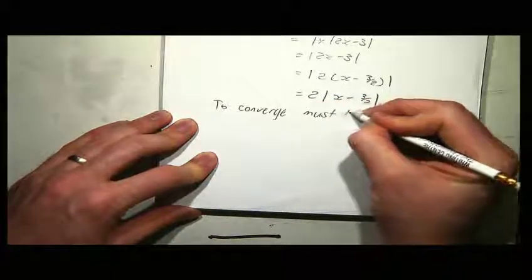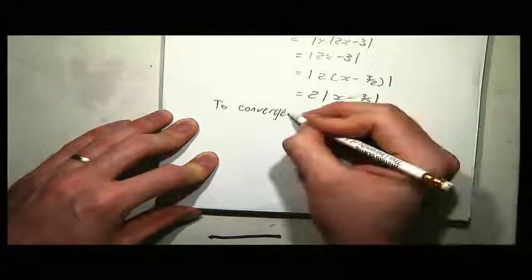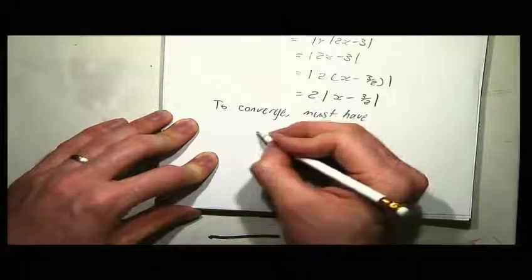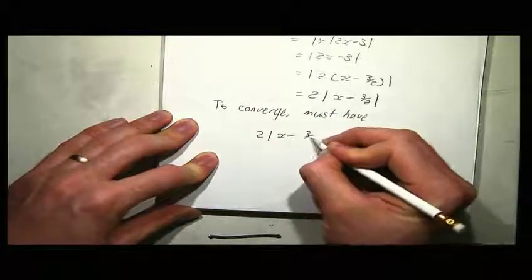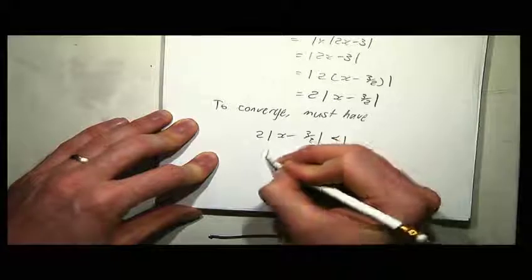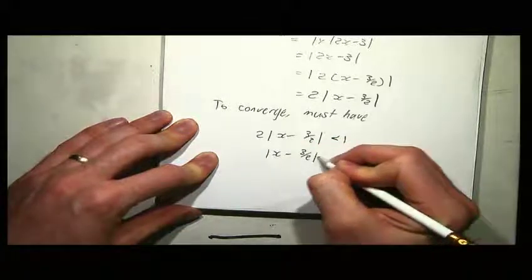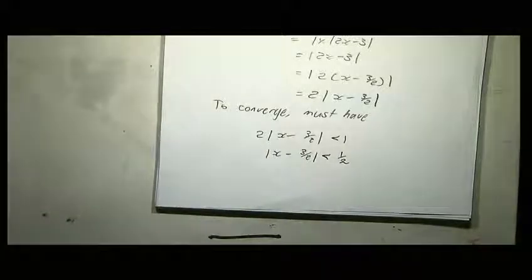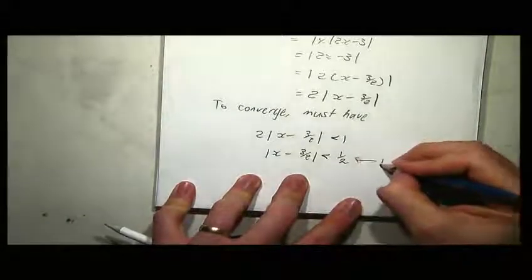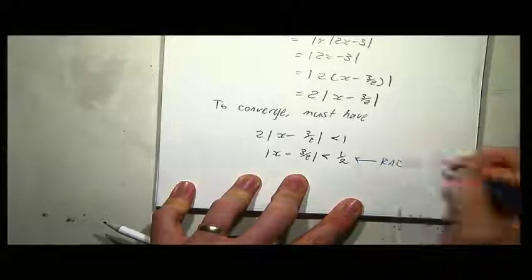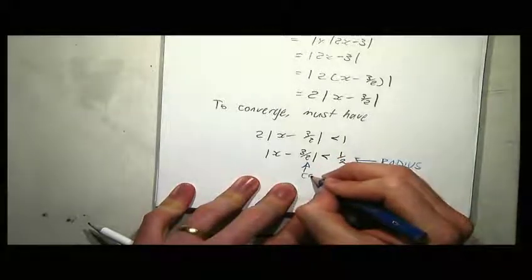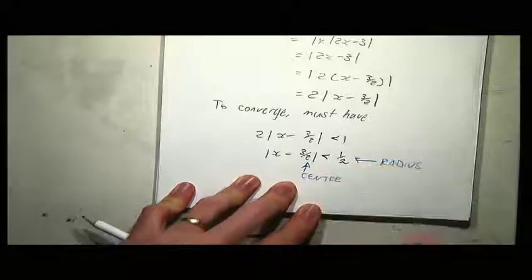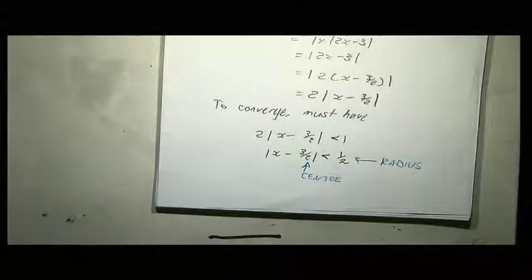we must have that answer that we just got to be less than 1, which means mod x minus 3 on 2 has to be less than a half. So you could have done this working here later, and that would have been fine. But now we can see that's the radius, and that's the centre. So my radius is a half.